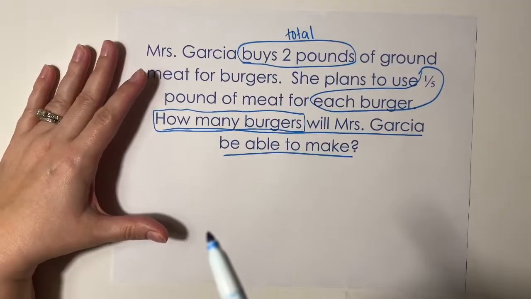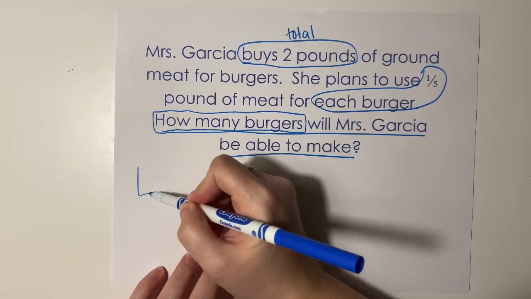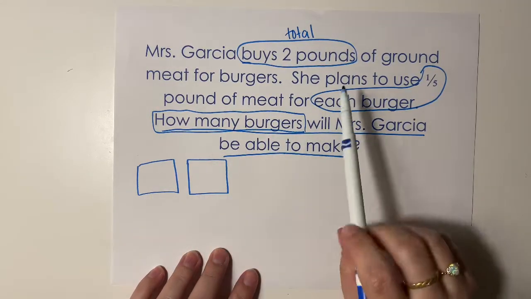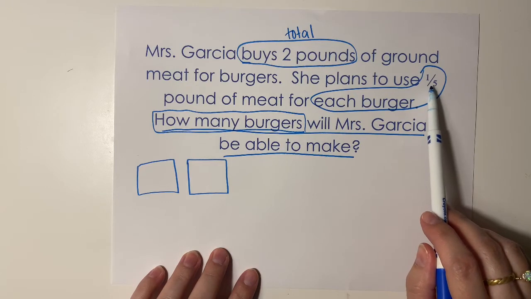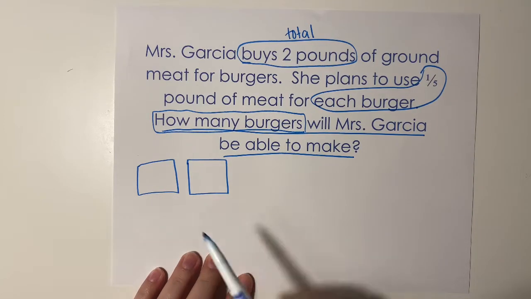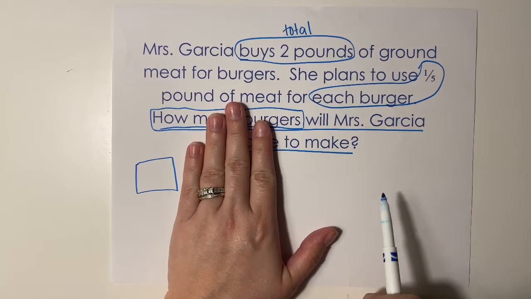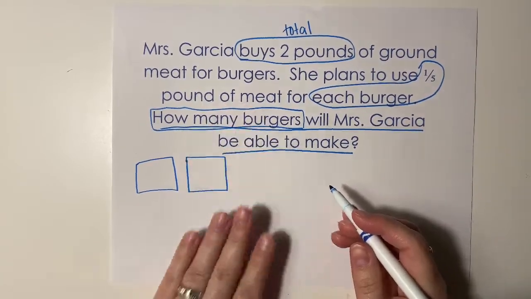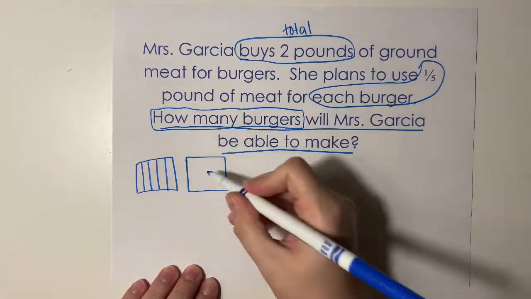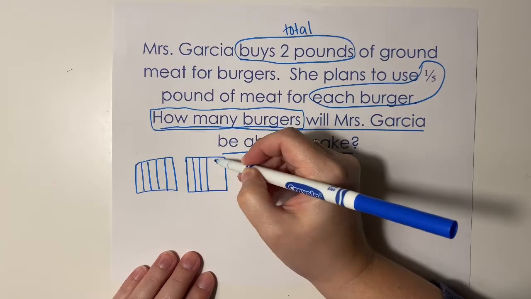So here's what I'm thinking. Here's where we're starting. We have 2 pounds. Here are my 2 pounds of meat. Now each one of these I'm going to split up and make 1/5 of a pound to make a burger. So in this pound here, if I look at just 1 pound, I need to split this up into fifths. So my denominator is a 5, so I need to split it up into 5 pieces. Now this one, it's another pound, so I'm going to split it up into 5 pieces.